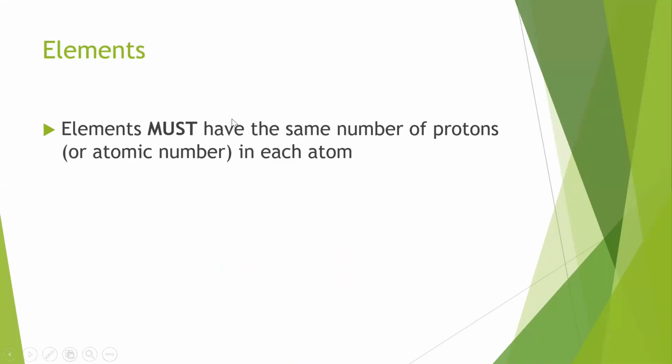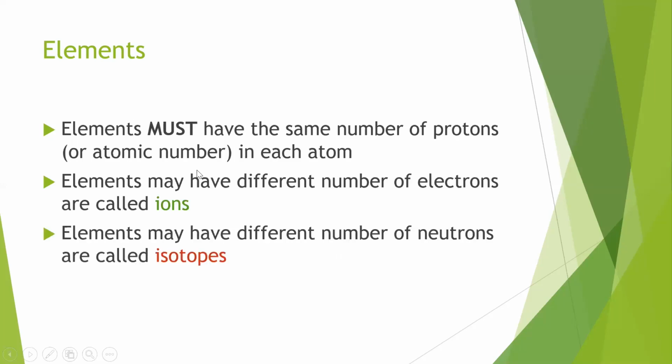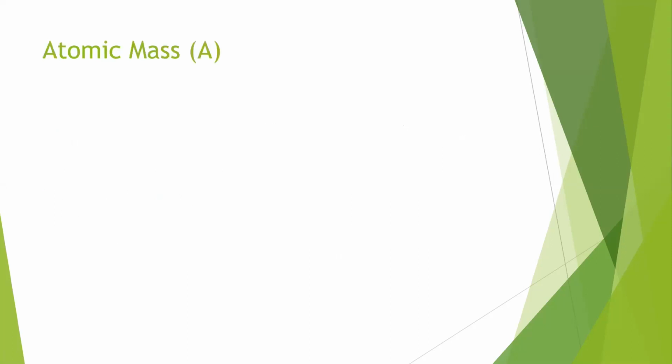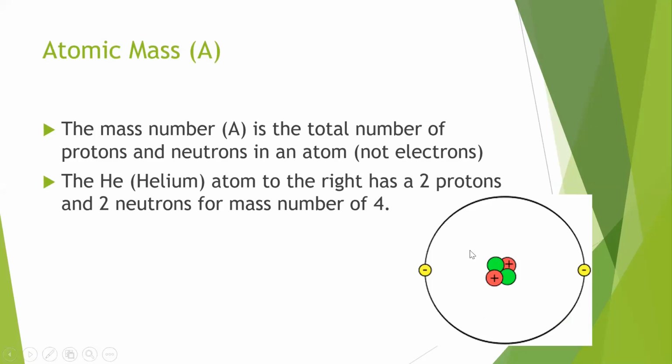So let's review the elements. Elements have the same number of protons in each atom. So a hydrogen element always has 1 proton. A helium element always has 2 protons. But elements may have different numbers of electrons, and they're called ions. And they may have a different number of neutrons, and they're called isotopes. We'll discuss isotopes later. And now the atomic mass, which is A, that's the total number of protons and neutrons in an atom, not the electrons. Do not include the electrons in your answer. So to find it, you just sum up all the protons and neutrons. In this case, there's 2 protons in this helium atom and 2 neutrons, so 2 plus 2 is 4, so a mass number of 4.